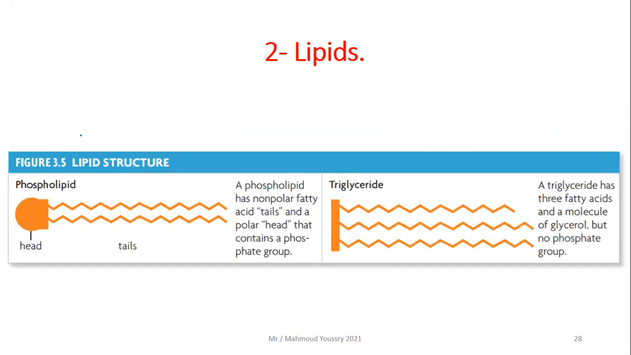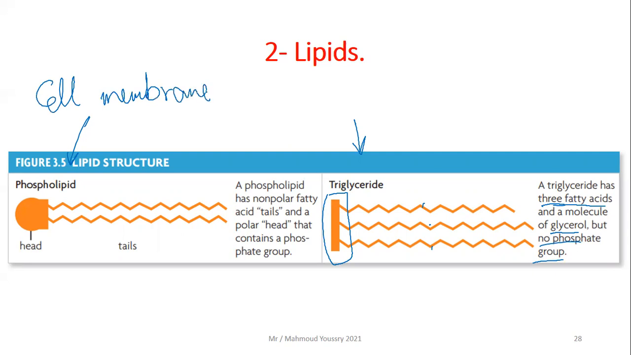This is a comparison between the phospholipids and the normal triglycerides. These are three fatty acids bonded to glycerol. This is why it's called a triglyceride. It has three fatty acids and a molecule of glycerol, no phosphate group. This is the phospholipid that makes up the cell membrane. This is the head that contains the PO4 minus 1, the phosphate group, and the glycerol, and the two fatty acid chains. A phospholipid has non-polar fatty acid tails and a polar head that contains a phosphate group.